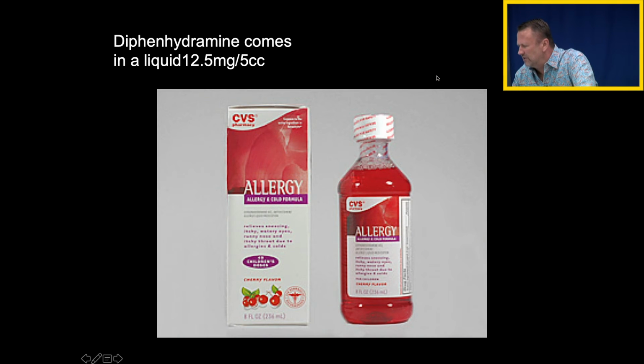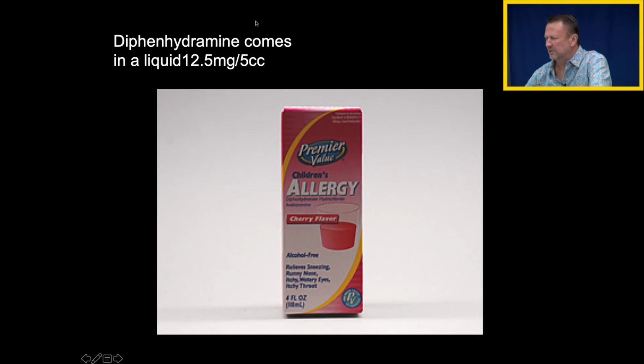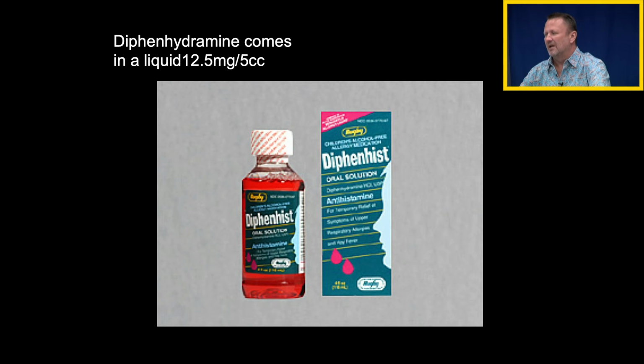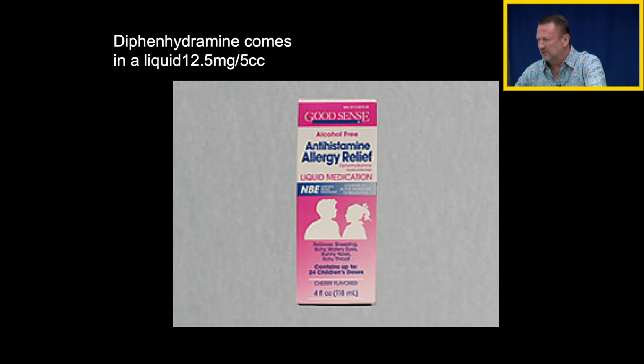All right, well, here's CVS allergy. Notice the nice cherry-flavored liquid and the red food coloring. And what is it? It's diphenhydramine, 12.5 milligrams in 5 cc's. Premier Value children's allergy. Notice that red food coloring and the nice cherry-flavored liquid. What's in it? Diphenhydramine, 12.5 milligrams in 5 cc's. Diphenhist. What's in Diphenhist? I'll give you a hint. That's a nice cherry flavor and the red food coloring. And what's in Diphenhist? Diphenhydramine, 12.5 milligrams in 5 cc's.